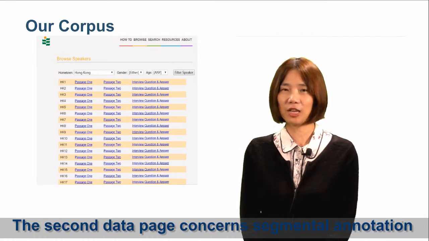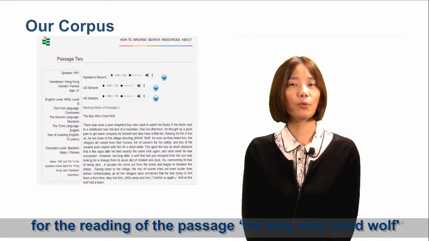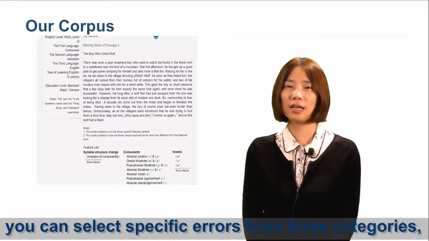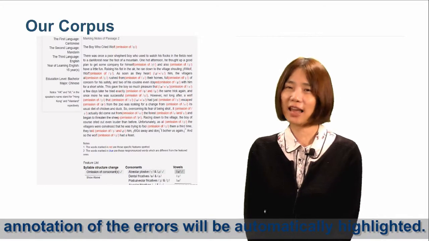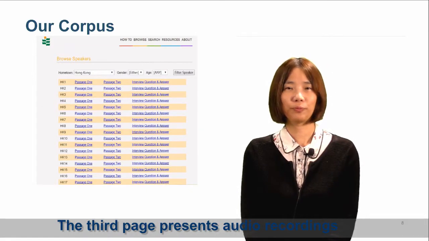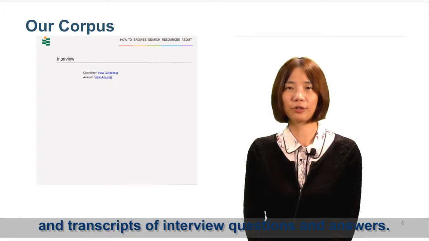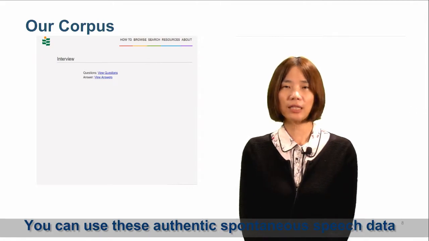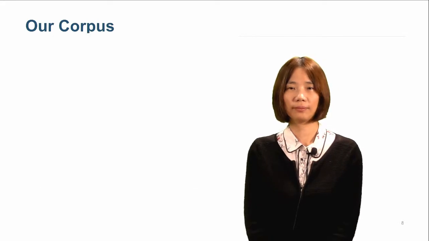The second data page concerns segmental annotation for the reading of the passage, "The Boy Who Cried Wolf." At the bottom of the data page, you can select specific errors from 3 categories. Annotation of the errors will be automatically highlighted. The third page presents audio recordings and transcripts of interview questions and answers. The speech data are not annotated. You can use these authentic spontaneous speech data for various teaching purposes.